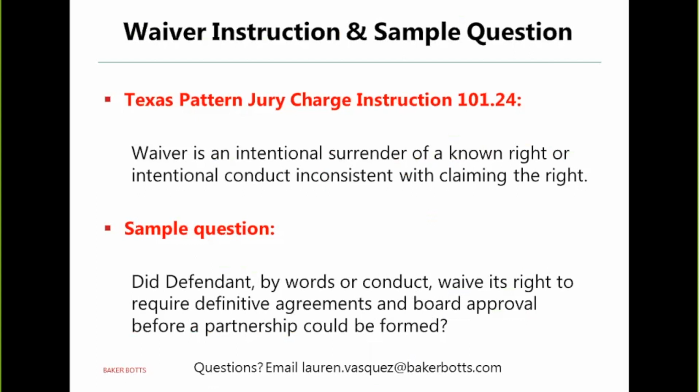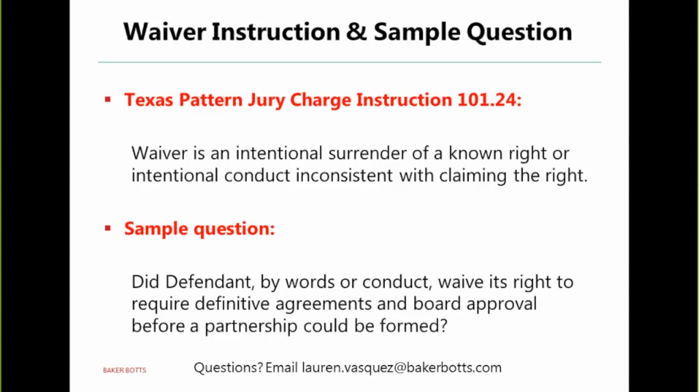What we have here is the Texas pattern jury charge instruction on waiver: an intentional surrender of a known right or intentional conduct inconsistent with claiming the right. That's what constitutes waiver in Texas, and we don't know exactly what would have satisfied the Court of Appeals, and the Court of Appeals didn't specify, but it did suggest that the jury should have been asked about the waiver argument, and a sample question to the jury on waiver could look something like what we have set out here.